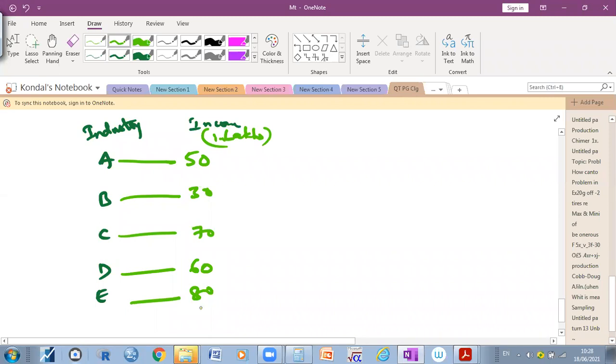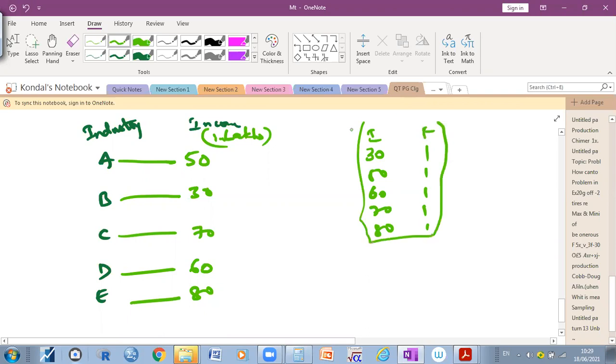For example, we have collected data about the income of 5 industries: 50 lakhs, 30 lakhs, 70, 60, 80. After taking this data, you are going to analyze the frequency table first. Frequency is nothing but, as I told you, 30 is one industry only: 30, 50, 60, 70, 80. Only one industry is getting each. This is the income, this is the frequency. Have you understood, Raviraj? This is the frequency table. So only one industry is getting 30, one getting 50, one getting 60, one getting 70, one getting 80.